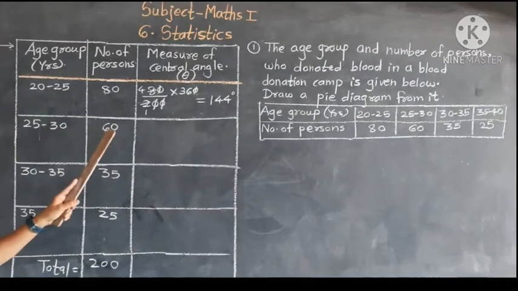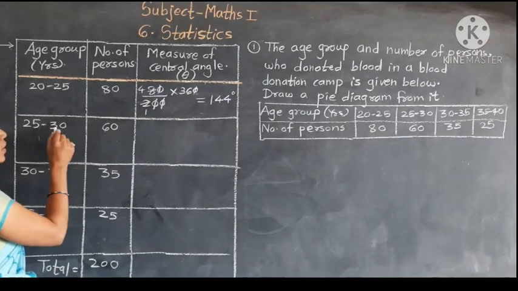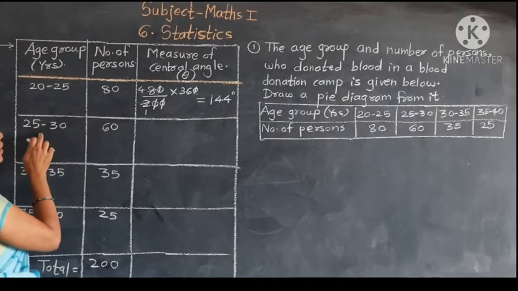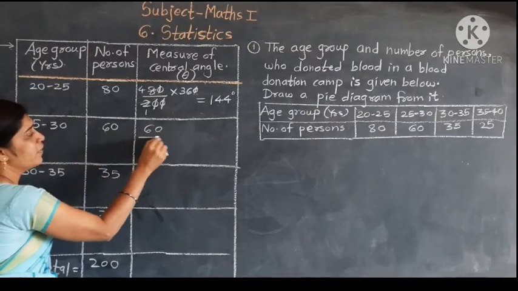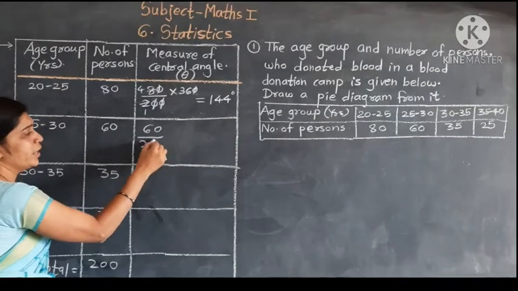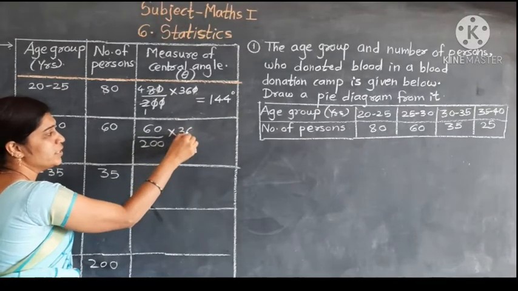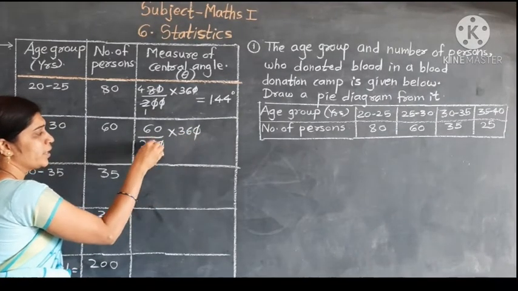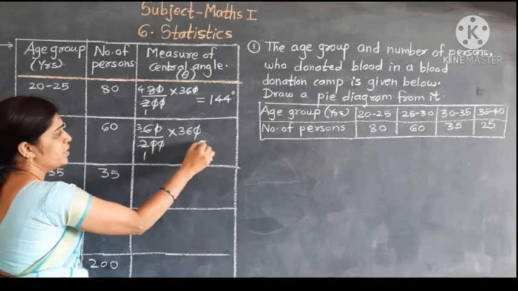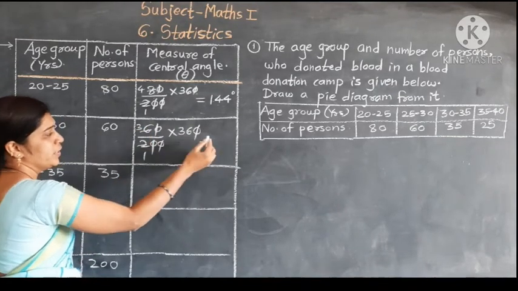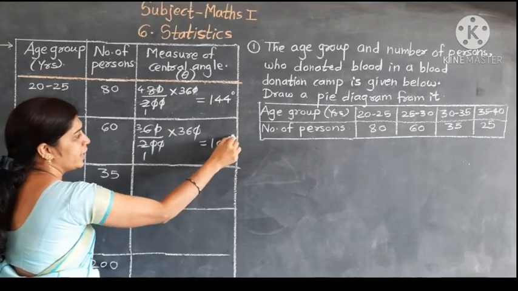Now second, similarly calculate. Here number of components in the age group 25 to 30 is 60 divided by total number is 200 into 360. 0 get cancel. 2 1 जा 2, 2 3 जा 6. Means your answer is 36 into 3, 108.